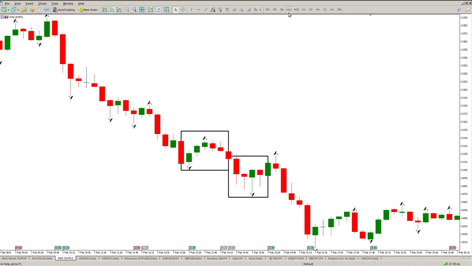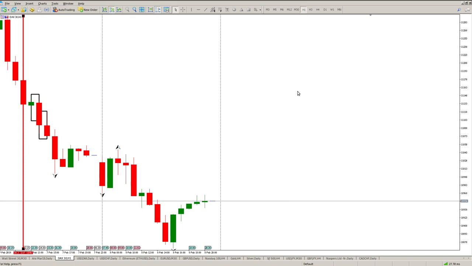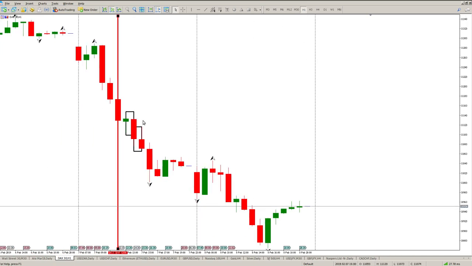Now I'm on the 12-minute chart at the moment. Fractals work pretty much on any time frame, and I'm also looking at the Dax at the moment. So what I want to do is put a line in so I know where we are, and go to the hour. If you look at the hour, you'll notice that there are no fractals on the hour.